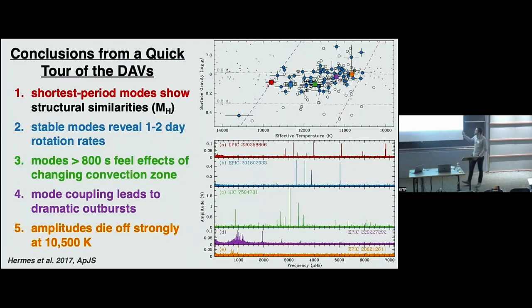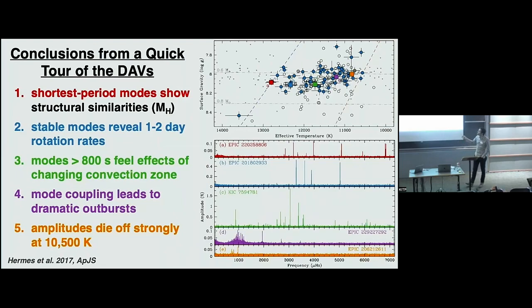And it's very likely to do with some combination of this mode coupling and actually taking energy away from objects at the red edge of the instability strip. So that's a conclusion of our quick tour through the instability strip. Just to summarize, these really short period modes can give us a handle on how similar white dwarfs are. I would argue that some large fraction of white dwarfs have very similar hydrogen layer masses based on the clustering of their periods that we see.